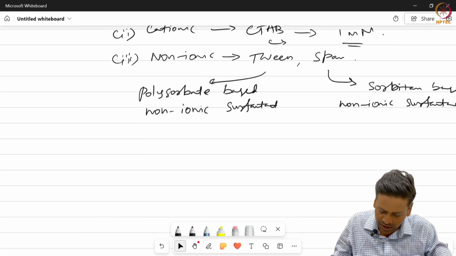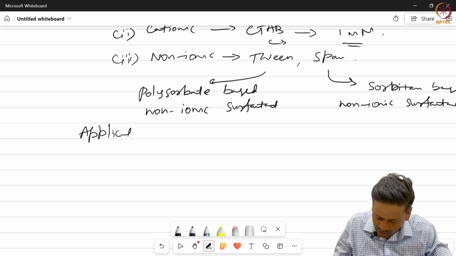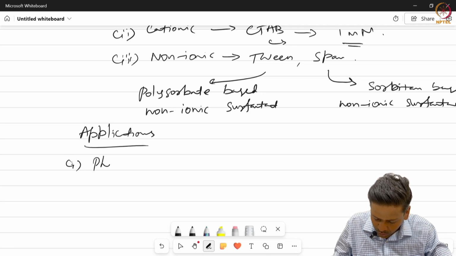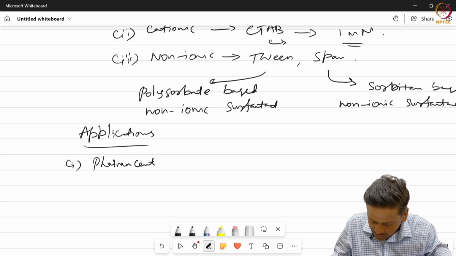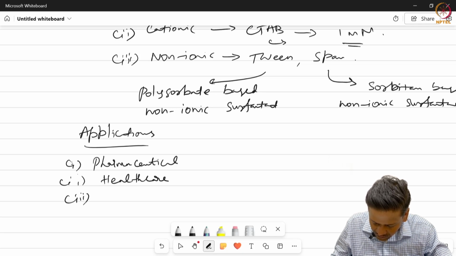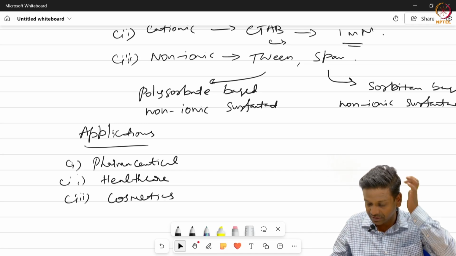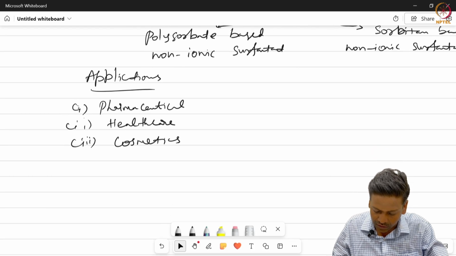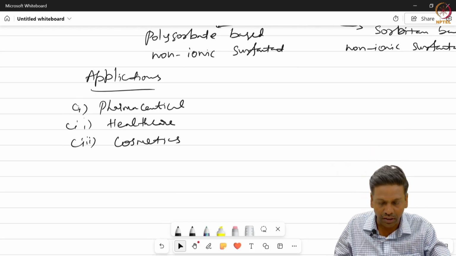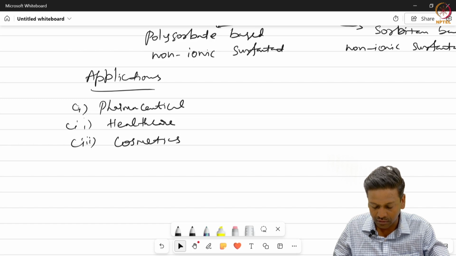So we can list a few applications of the surfactant. You would find it in many applications in many industries, let's say pharma industries, or you can say healthcare, or mainly in cosmetics also. One can list several applications, but these are the most widely used. Surfactants are widely used in these industries.